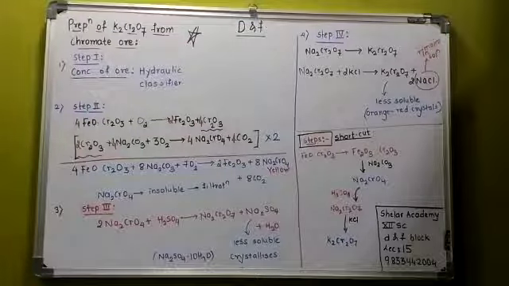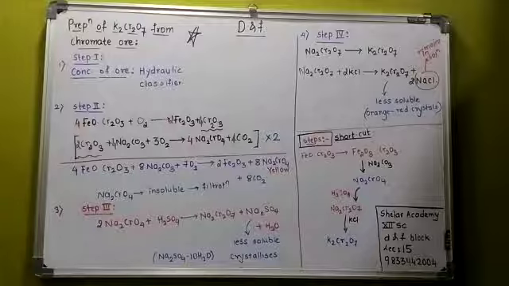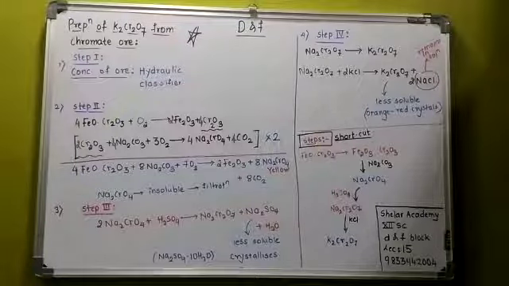What is the name of the ore? It is FeO·Cr2O3. What is it called? It is called the chromite ore, or chrome iron ore. Conversion of chromite ore.